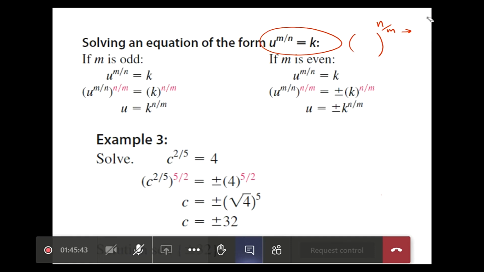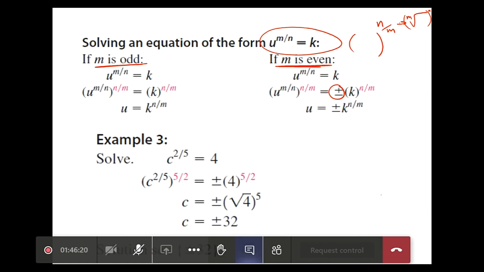So this is how it looks. This m for all to the power n. Okay. If m is odd, we do not put positive negative. If m is even, so put positive negative. Okay. m even, put positive negative. m odd, we don't need to put positive negative. Okay.